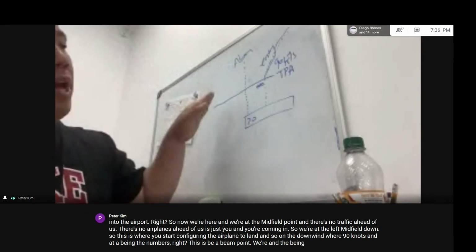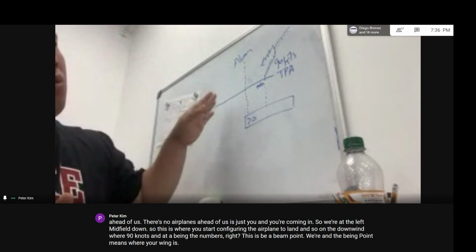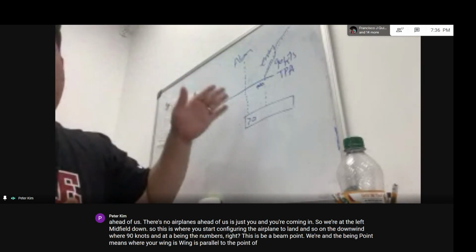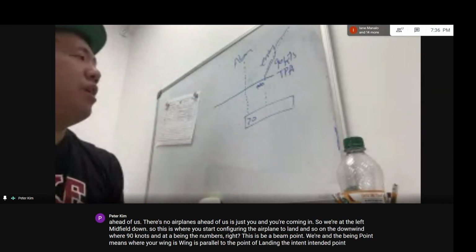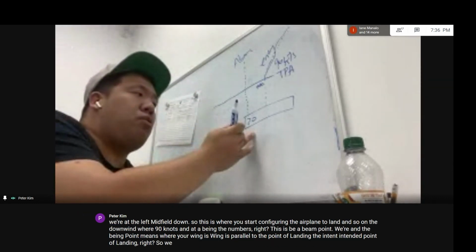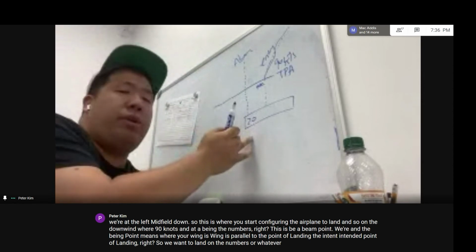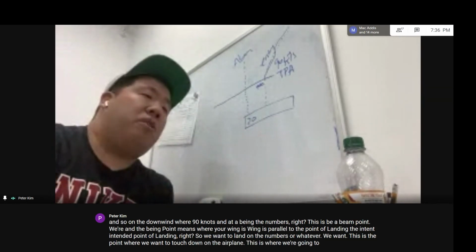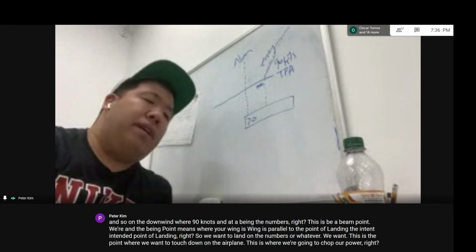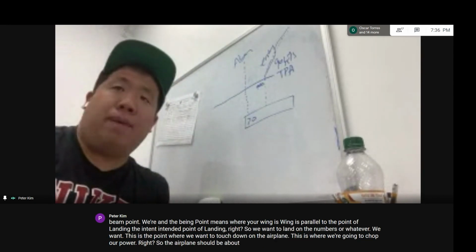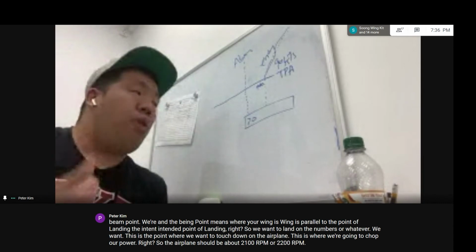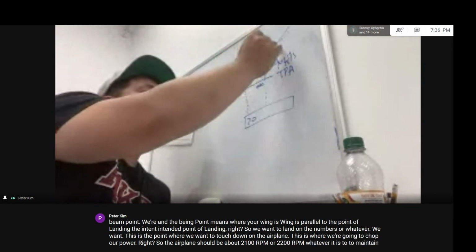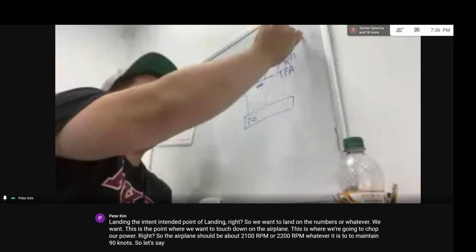And abeam point means where your wing is parallel to the point of landing, the intended point of landing, right? So we want to land on the numbers or wherever we want. This is the point where we want to touch down on the airplane. This is where we're going to chop our power, right? So the airplane should be about 2100 or 2200 RPM, whatever it is to maintain 90 knots. So let's say 2200 RPM right here.